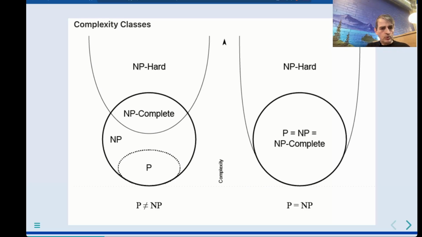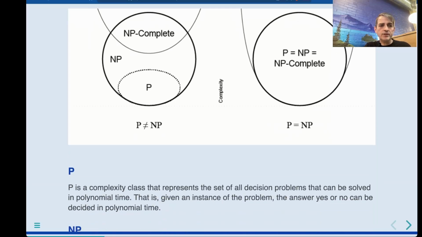The reason we've got 2 is that there's an open debate whether the class of problems P is the same as the class of problems NP, and nobody knows the answer to this. It's thought it's probably not the case, so we're probably on the left-hand diagram here, but nobody knows for sure at the moment. Let's talk a little bit more about these classes.